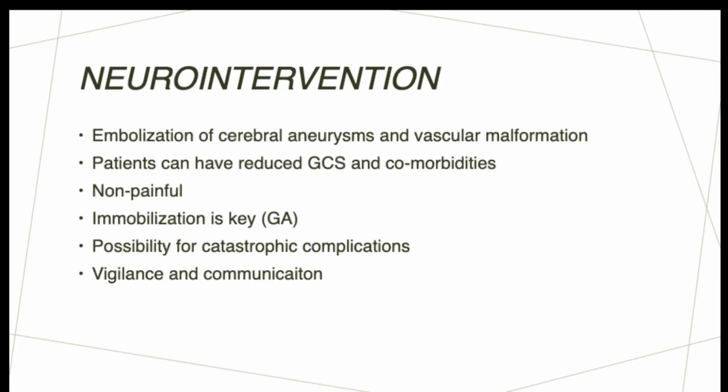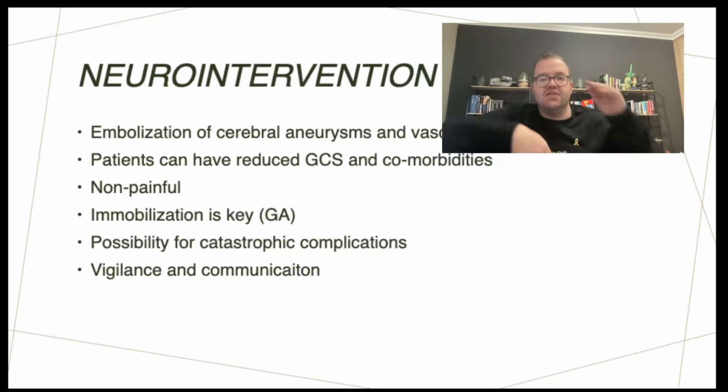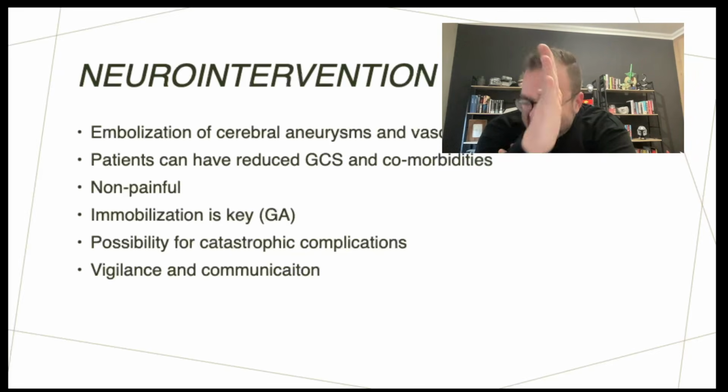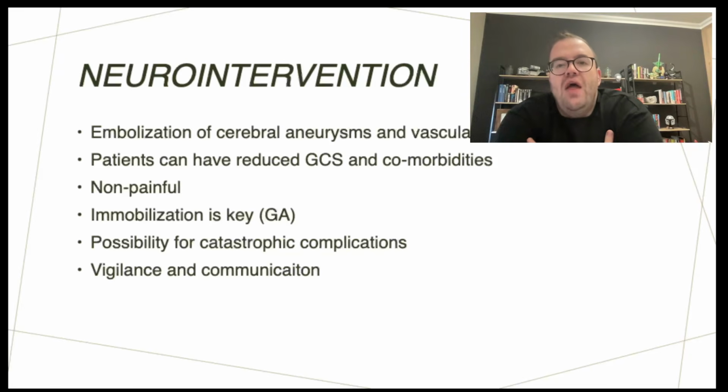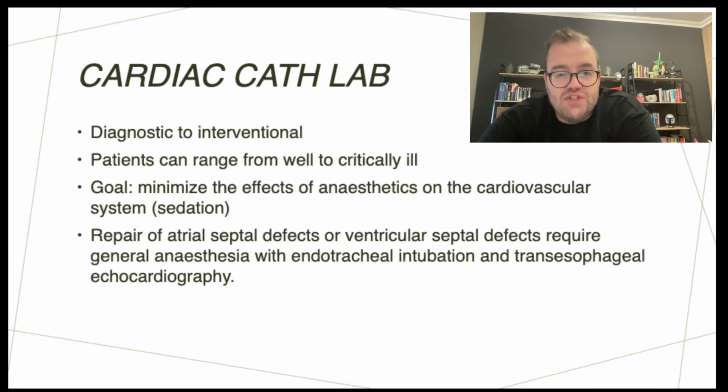When they are doing that DSA that I described, where the patient is here and they inject contrast and then the C-arm rapidly rotates, the patient has to be completely solid like a rock, not moving for that, so that they get the right imaging. There is a possibility for catastrophic complications, that being that the aneurysm can rupture. And when we discuss neuroanesthesia, we'll do a whole lecture on anesthesia for subarachnoid hemorrhage. You have to be vigilant and the communication has to be key, and these can be very, very long procedures.